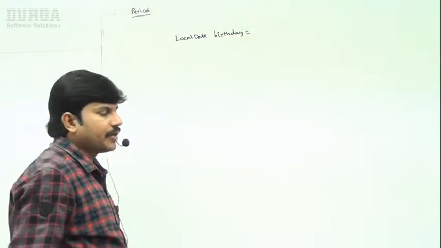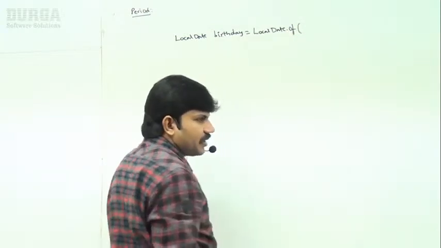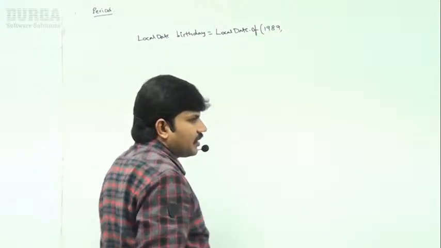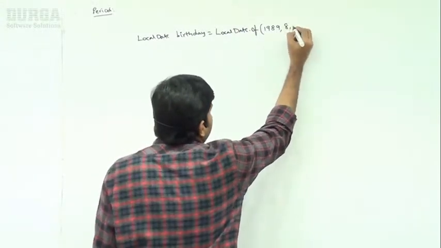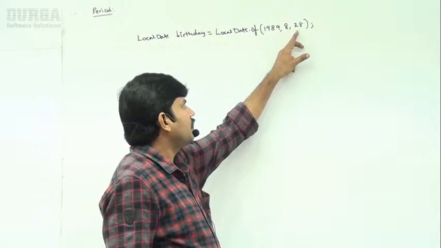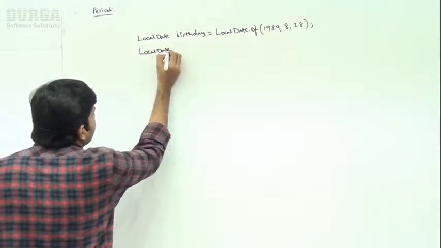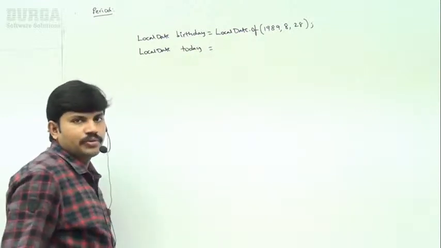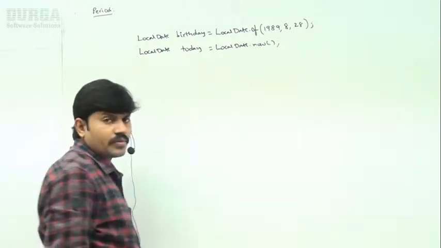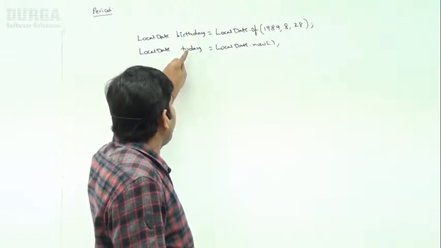LocalDate birthday equals LocalDate.of, assume 1989, 8, 28. Assume that this is the birthday, okay: August 28, 1989 is the birth date. Next, LocalDate today. What is the date today? Here, LocalDate.now. Now my requirement is, what is the period between your birthday and today?